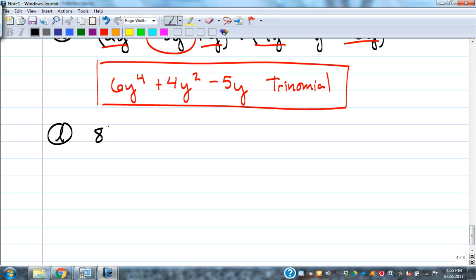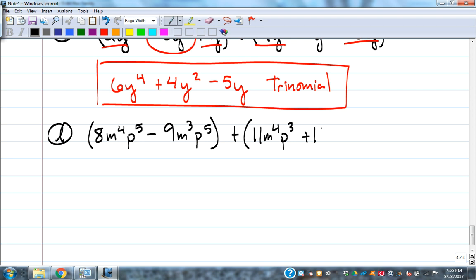Let's say we had 8 m to the fourth p to the fifth, minus 9 m to the third p to the fifth, plus 11 m to the fourth p to the third, plus 15 m to the third p to the fifth, plus 6 m squared p. This was a tough one. There's a lot going on. You got to be real careful about what's like terms. What are like terms in this scenario here?